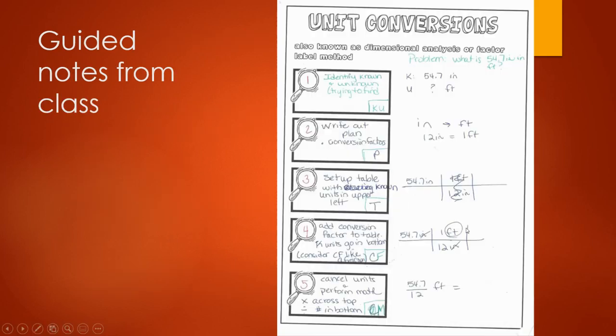So we have these guided notes that we used in class where we filled in these steps, and hopefully you still have access to this. Number 1, we identified our known and our unknown, or what we're trying to find. Number 2, we wrote out a plan of conversion factors. Number 3, we set up a table with the known units in the upper left. Number 4, we added our conversion factors to the table with the known units going in the bottom because we're considering conversion factors like a fraction. Then we cancel units and perform math, recognizing that anything across the top will get multiplied and then it will be divided by any numbers that are in the bottom.